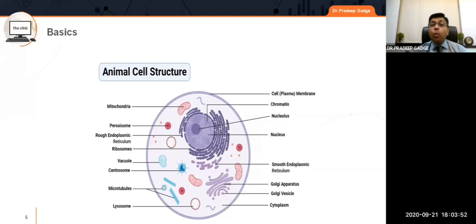Now, how did the word cell come? The researcher who for the first time discovered a cell thought that it is somewhat like the cells in a prison, and that is why he named it a cell. So this is a brief history of the word cell and the cell structure, and we are going to discuss today the cell membrane.